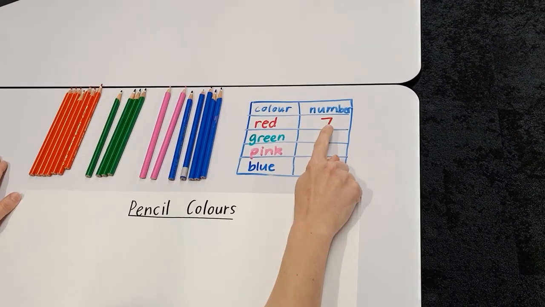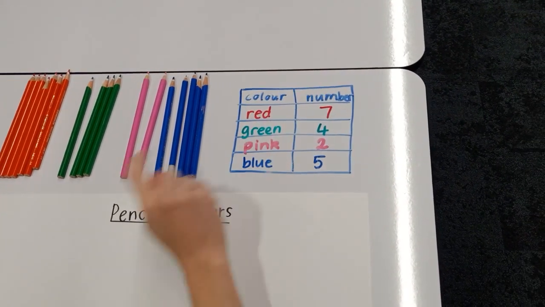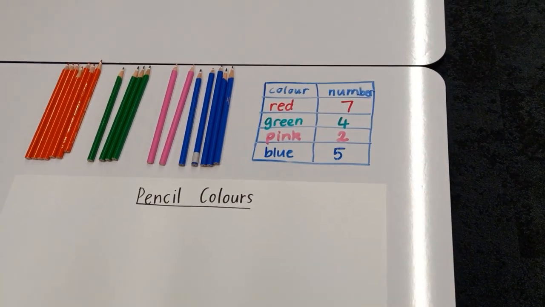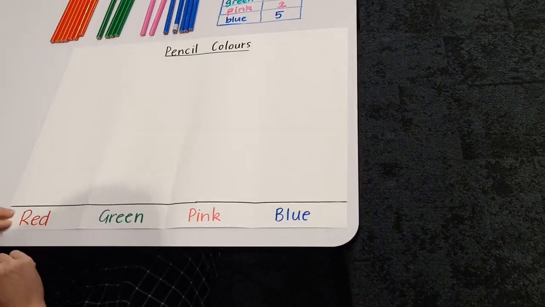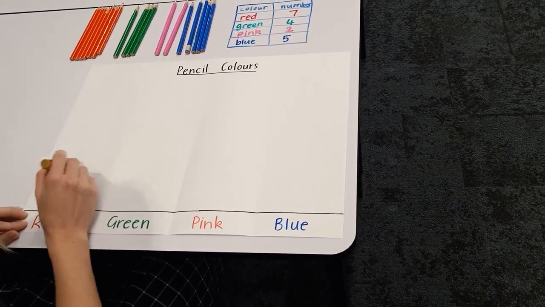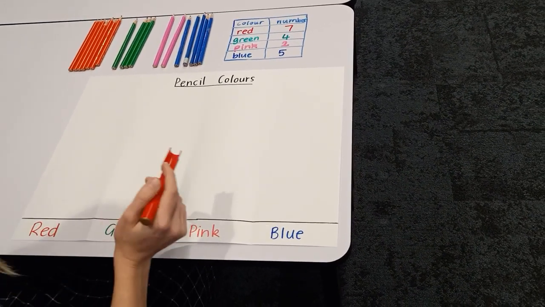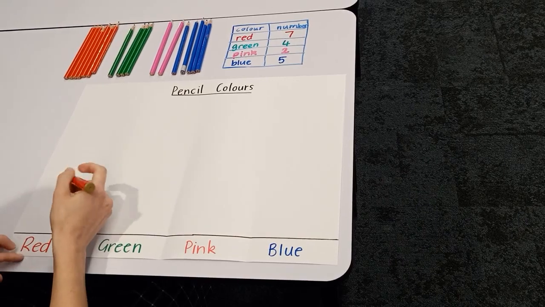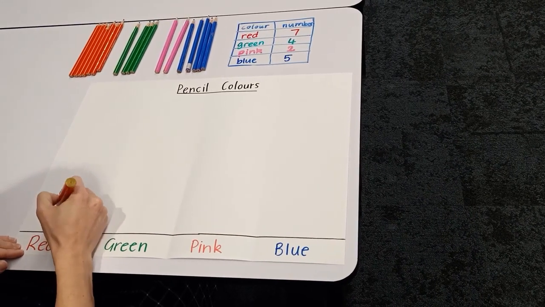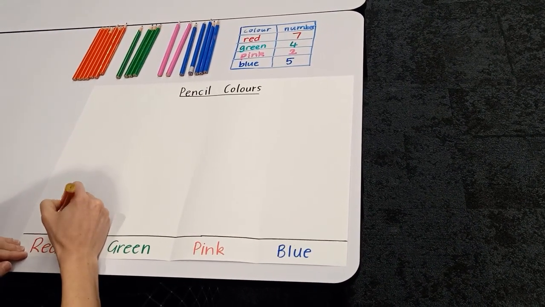I have 7 red pencils. So I need to draw 7 pencils above the red. And I'm not going to draw them in a big bunch here because it's not easy to read. The whole point is to make it easy to read. So I'm going to draw them in a nice long line.